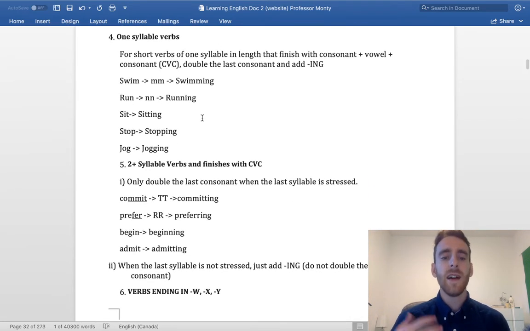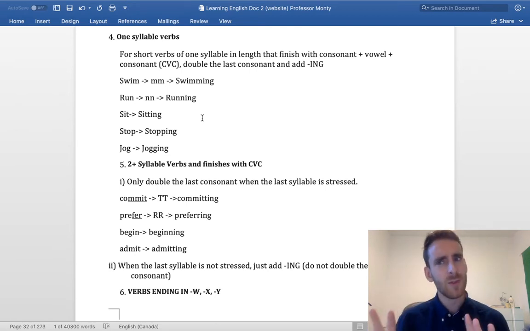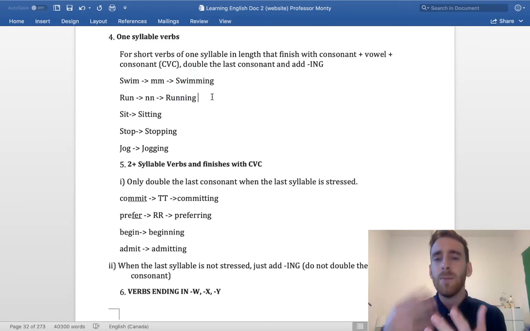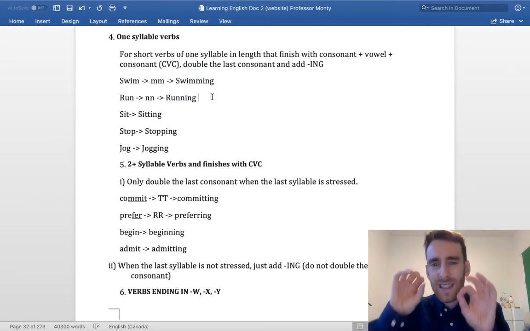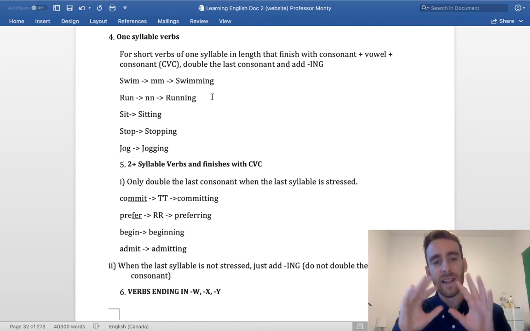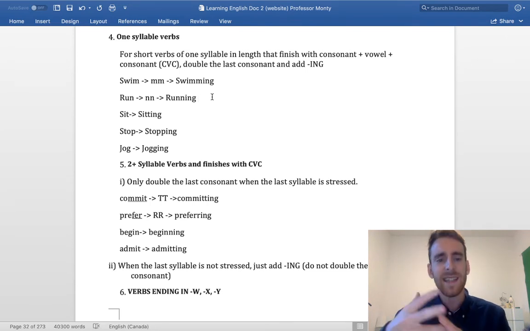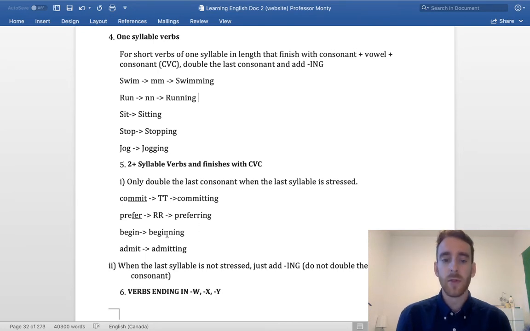Now, so I find those first three rules really helpful. The next few rules, if you're not a rules person, just skip to the next video because you can memorize, okay, swimming has to have two M's. Running has to have two N's. And I think that's the better way. But some people are mathematical and they like having these set rules for how we do things. If this makes sense to you, then good. If not, you're just going to have to memorize that you have to double these, okay, for 4 and 5.